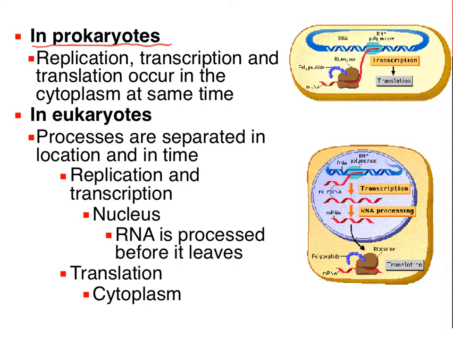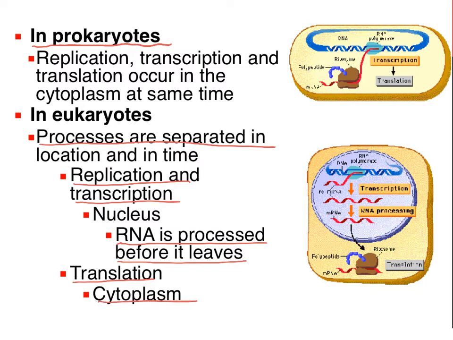In eukaryotes, processes are separated in location and in time. Replication and transcription happen in the nucleus. Remember, transcription is the forming of RNA, and this RNA that's formed from transcription is processed before it leaves the nucleus. We'll talk about that later on. Translation, which is where the actual making of the protein occurs, happens in the cytoplasm.